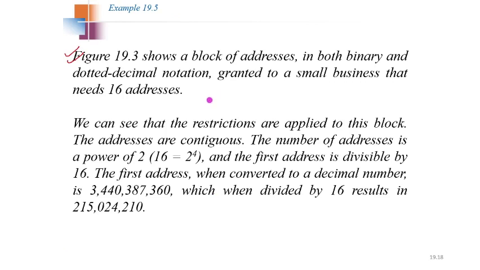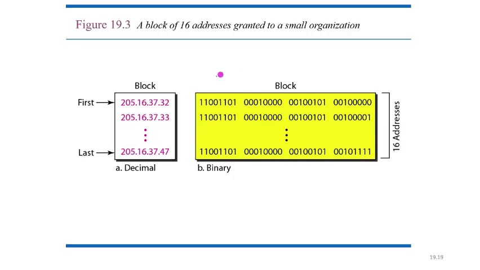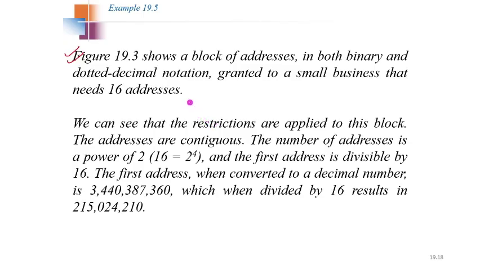In Figure 19.3, there is a block of addresses given. So this is the block of addresses given. Here the first address is this, the last address is this, and it is given in decimal and binary. So total addresses are 16.